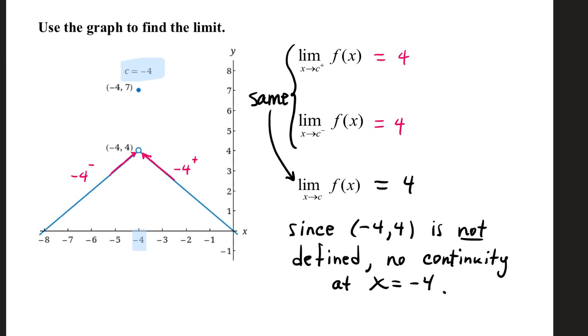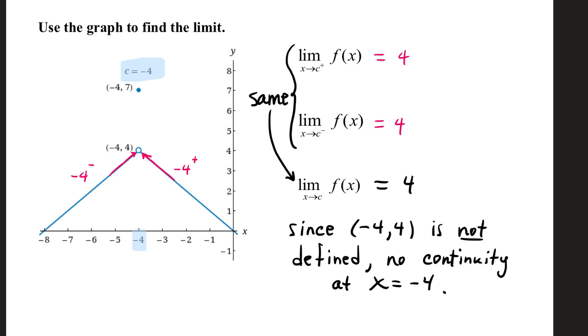This is an absolute value function. Note at its vertex you have a hollow point, but above it's defined with a y value of 7. As we approach -4 from the left side, we're approaching the y value of 4. As we approach -4 from the right side, we're also approaching a y value of 4. Those one-sided limits are equal to 4. Both of them are equal to 4. And since they're the same, our overall limit is equal to 4.